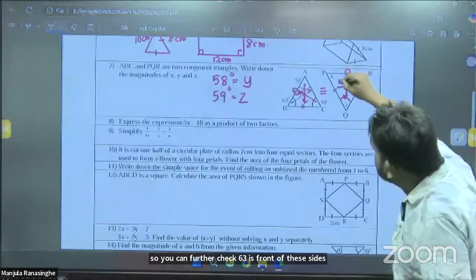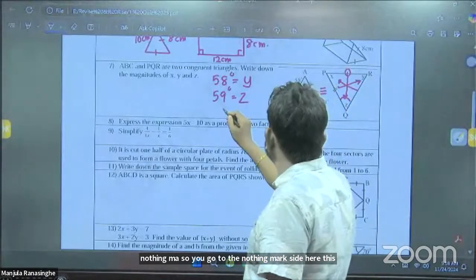This one, in front of that, is x. So you write now x as 63.